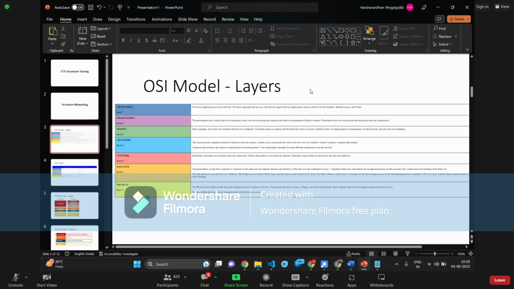So overall, how many layers, guys? 7 layers in the OSI model. We've got physical, data link, network, transport, session, presentation, application, from layer 1 to layer 7.